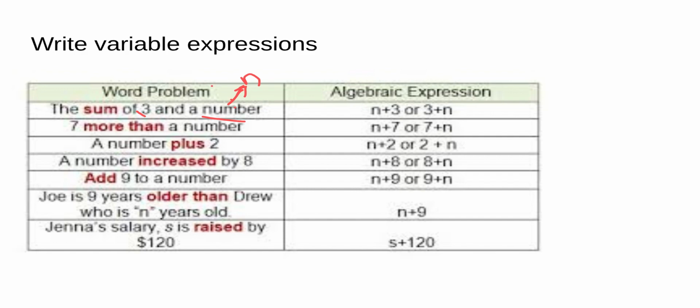So the sum is addition. We know the sum is the answer of an addition problem. So using that knowledge, we can already write the sum of 3 plus n, or n plus 3. Okay? The sum is addition, or adding. More than is also addition. 7 plus a number, 7 more than a number. This would be n plus 7 or 7 plus n. Mostly, I would prefer 7 plus n, but they're the same thing. You get the same answer no matter the value of n.